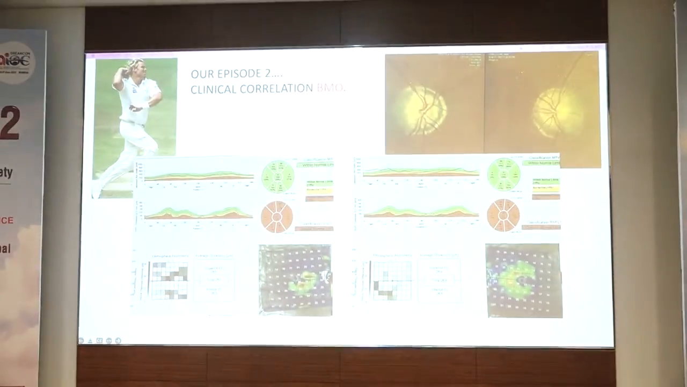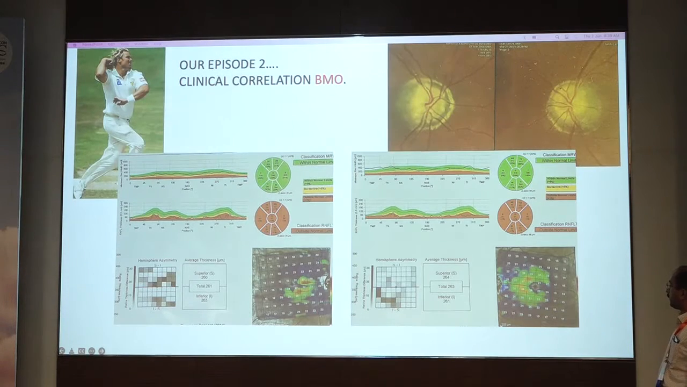Yep. So now you see this. Upper one green, lower one completely red, ganglion cells gone.